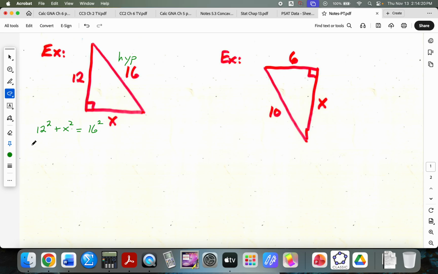12 squared is 144. 16 squared is 256. Yep, 256. Very good. On this one, instead of adding, we're going to have to subtract. Subtract 144 from both sides. And we get that x squared is 112.